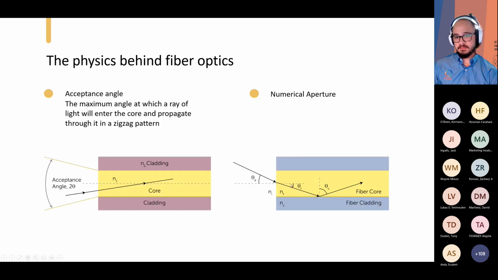Here we have two different examples of that. Here you can see light is traveling through the acceptance angle, and the acceptance angle guarantees that the light will bounce at that critical angle and propagate through the fiber in that zigzag pattern. And then here we have the numerical representation of that.